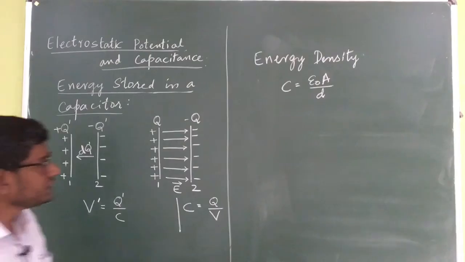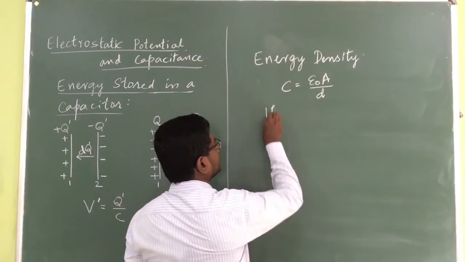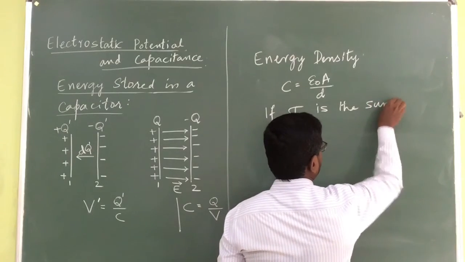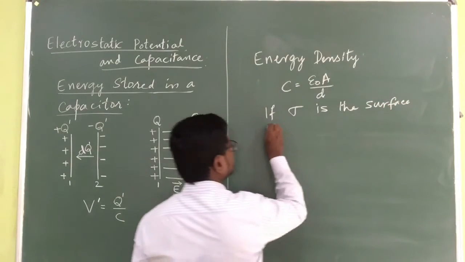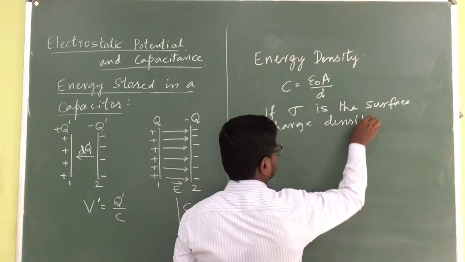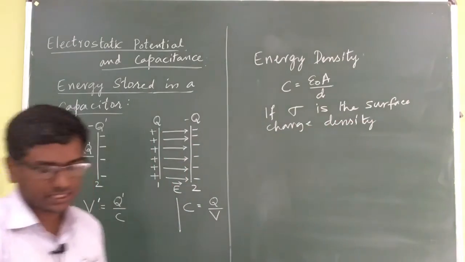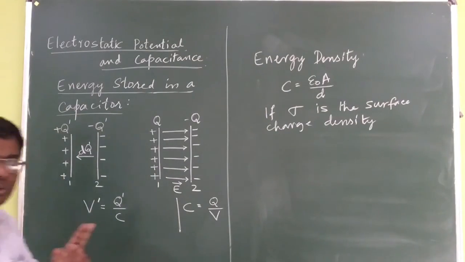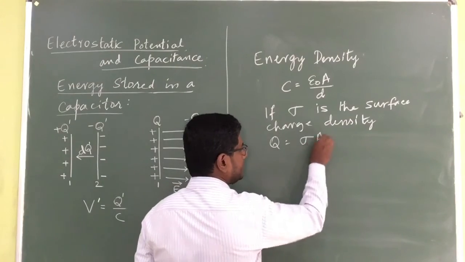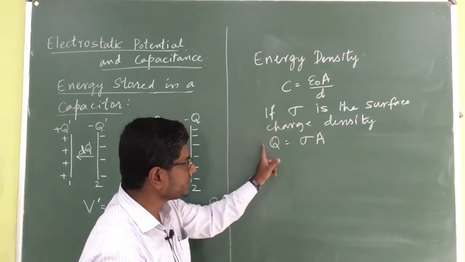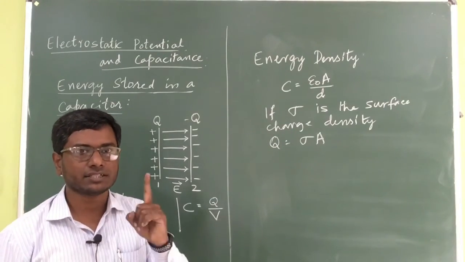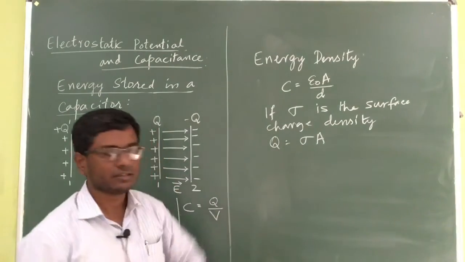So if sigma is the surface charge density, I can extract two things. First one is Q is equal to sigma into A, because what is sigma? Sigma is Q divided by A. That is the charge per unit area. This is one thing that we can associate with that sigma.